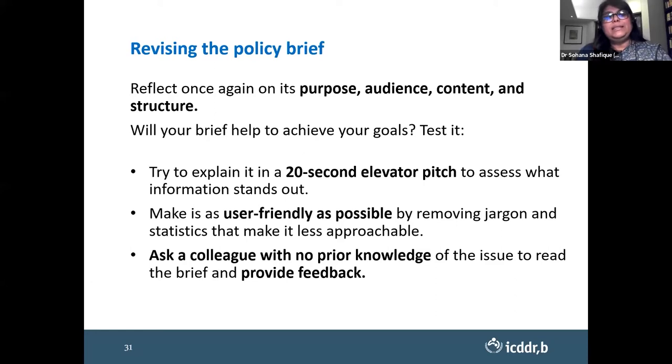We can try using a 20-second elevator pitch to assess what information stands out. Whenever we are explaining it, we take the most important recommendation that we'd like to convey. That's a great way to understand what information stands out. And we can make it as user-friendly as possible by removing jargon and statistics that make it less approachable. We can also ask a colleague with no prior knowledge of the issue to read the brief and provide feedback.